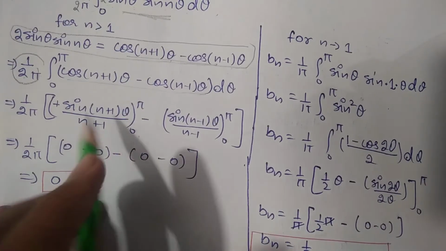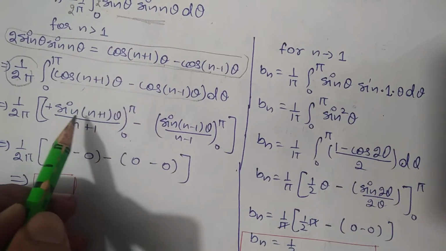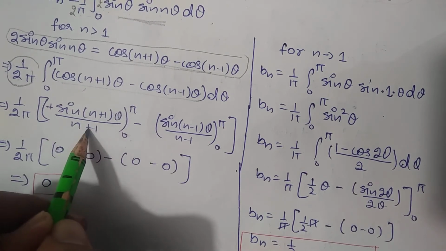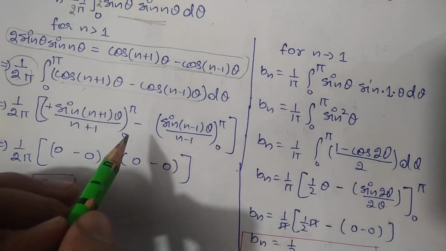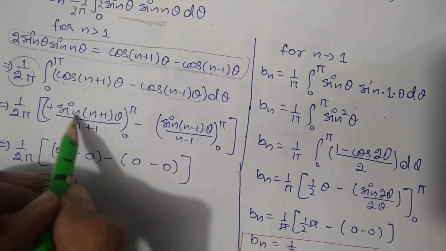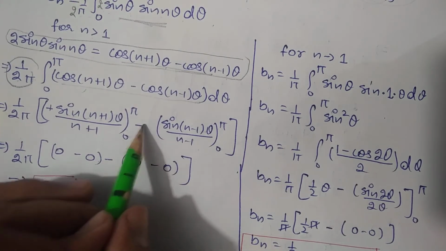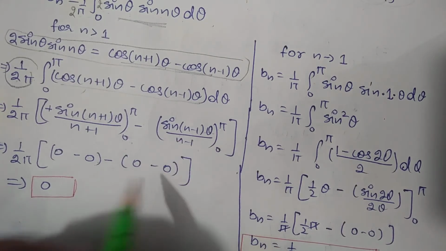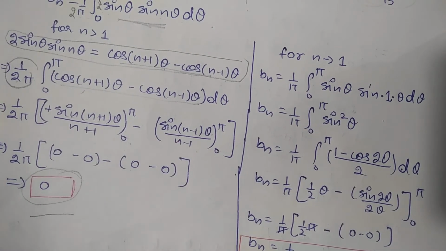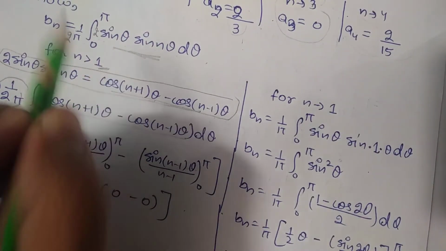Now, further solving and integrating, we will get the integration of cos (n plus 1) theta as sin (n plus 1) theta divided by n plus 1, and here sin (n minus 1) theta divided by n minus 1. Students, now putting the limits from 0 to pi, we know that sin pi is 0 and sin 0 is 0, so this value will be 0 minus 0. Again sin pi will be 0 and sin 0 will be 0, so the value of Bn will be, sorry, 0 only. But that is only for the condition n greater than 1.